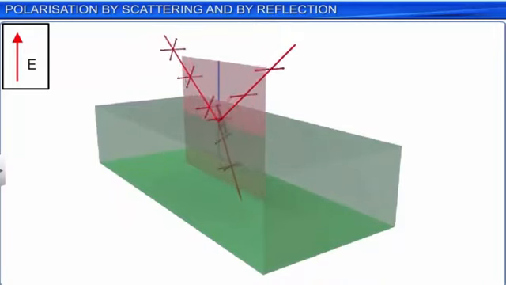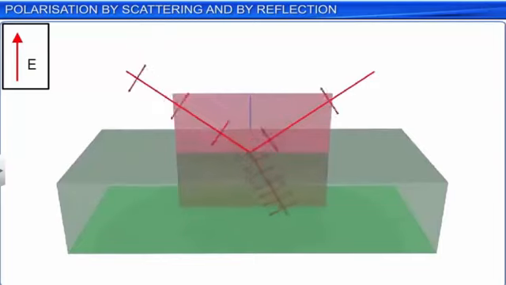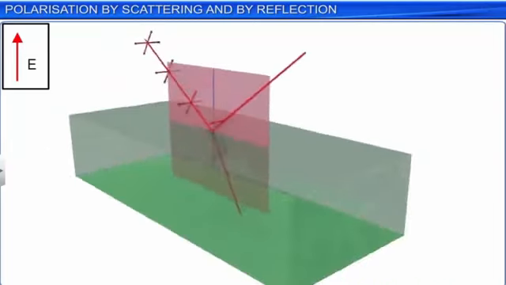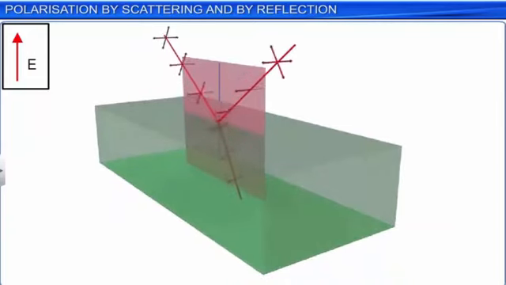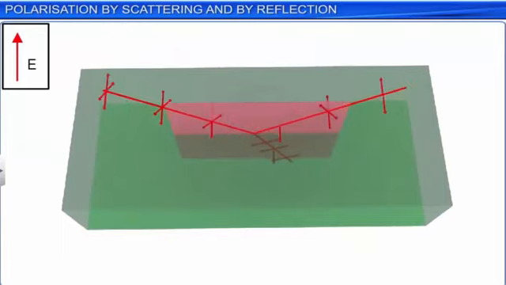It is experimentally observed that waves for which the E vector is perpendicular to the plane of incidence are reflected more strongly than those for which the E vector lies in the plane of incidence. Note that the E vector perpendicular to the plane of incidence is parallel to the reflecting surface. That means the reflected light is partially polarized in the direction perpendicular to the plane of incidence.